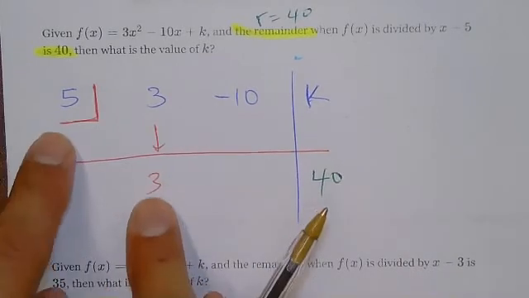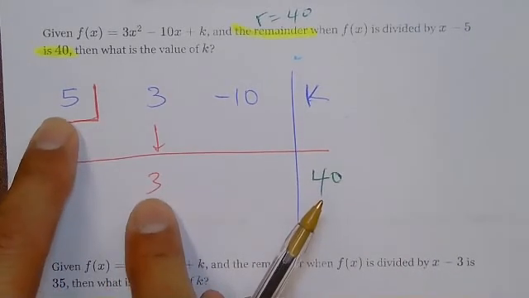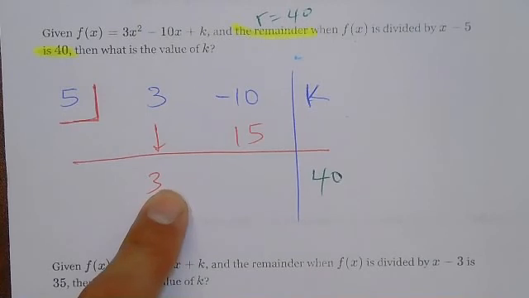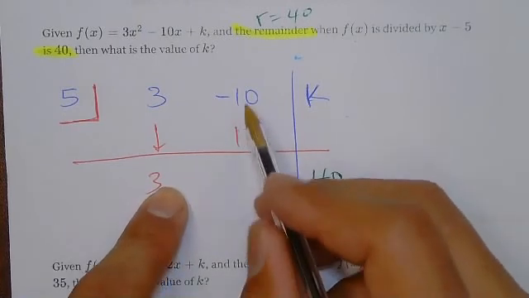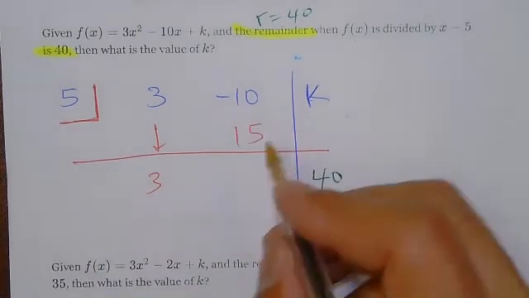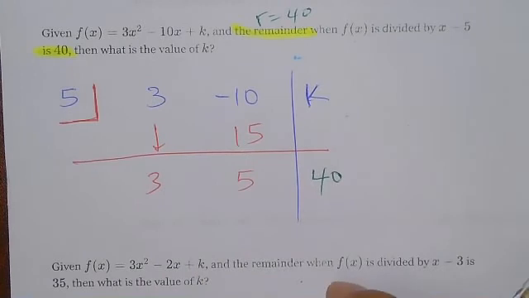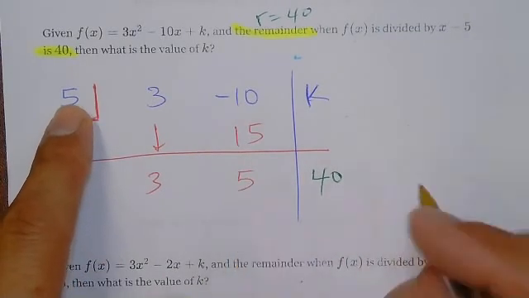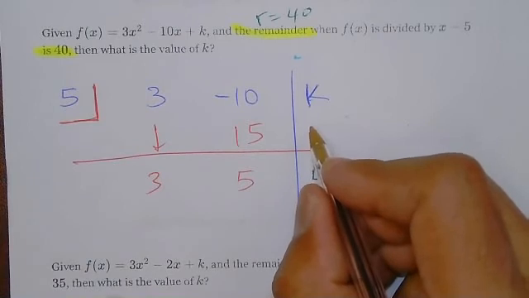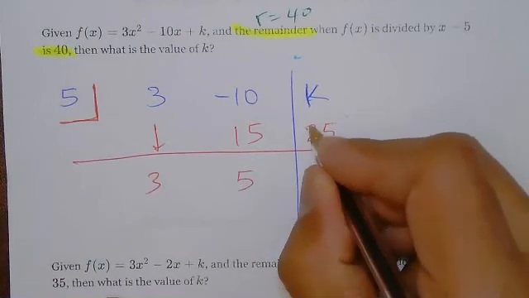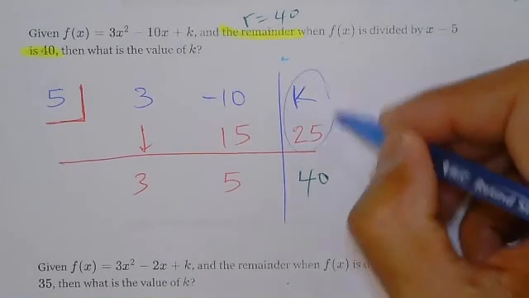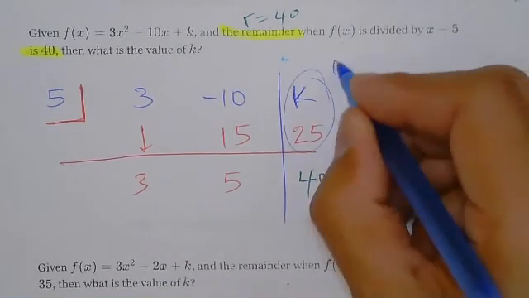Okay, drop the 3. We're going to start this process. Drop the 3. And these multiply, 5 times 3, and it goes here, 15. Is that right? Yeah. And then these add, right? These add, so that's going to be 5. And then 5 times 5 is 25. Is that the value of k? No, 25 goes here. And then here is where you got to understand that what?